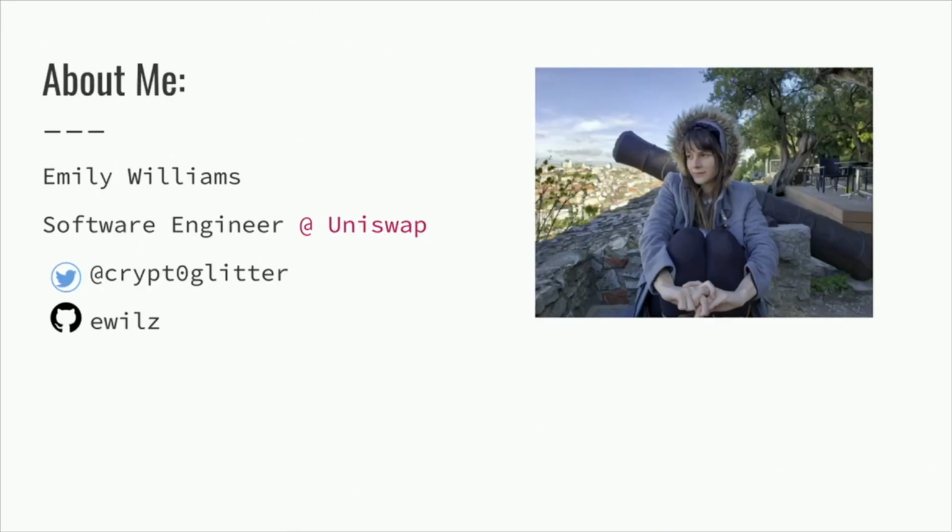So let's talk about some creative things people are doing to put some art on-chain. Really quick, my name is Emily Williams. I work at Uniswap as a software engineer. Have some socials there and a picture of me. I don't really like to pose for pictures, so that's the only picture I have.